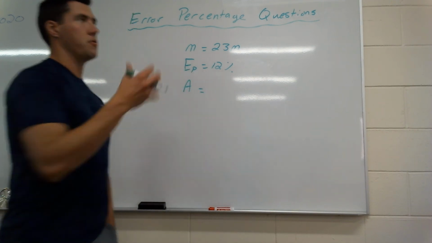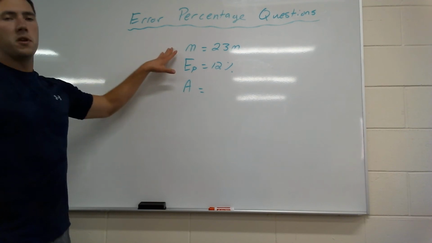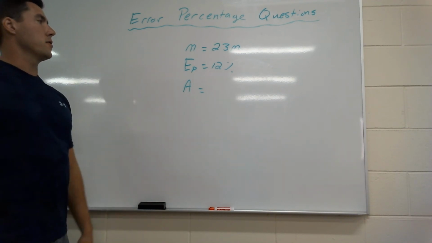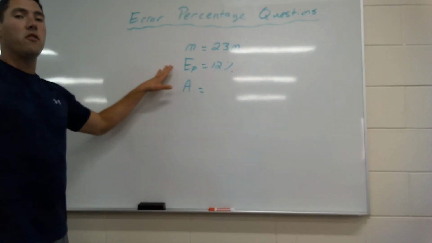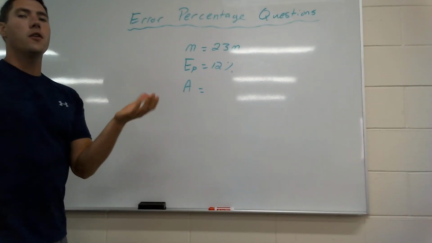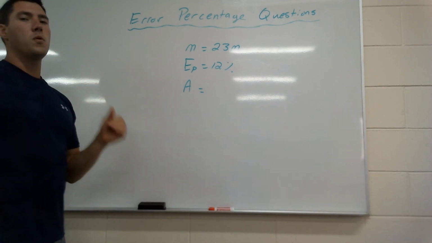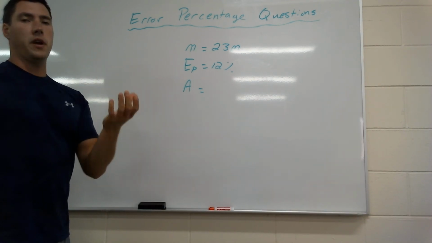Okay, so let's kind of go through this question here. The guess was 23 meters. That was Mr. Westwood's guess of how far I went. I was off by 12%. Do I know if I was off 12% high or low? No. But I know that I was off by 12%. So what can we find now? We can find an absolute error.